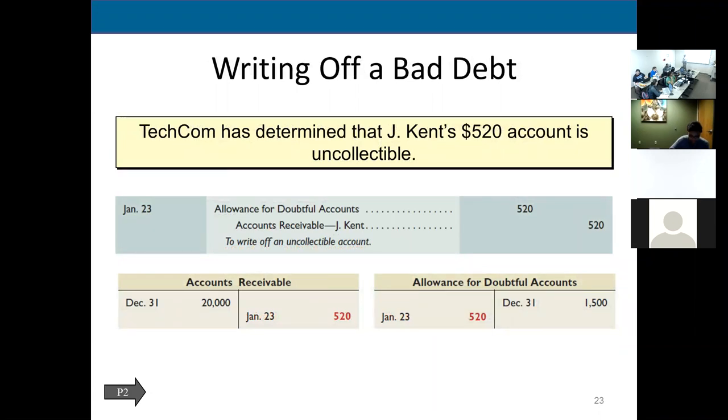All right, so TechCom has determined that Jake Kent's $520 account is uncollected. So on January 23rd, we debit allowance for doubtful accounts $520. And just note here on the accounts receivable, remember, we're using the specific accounts receivable for this customer.